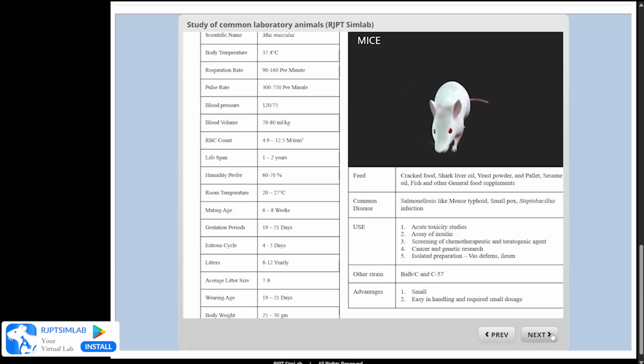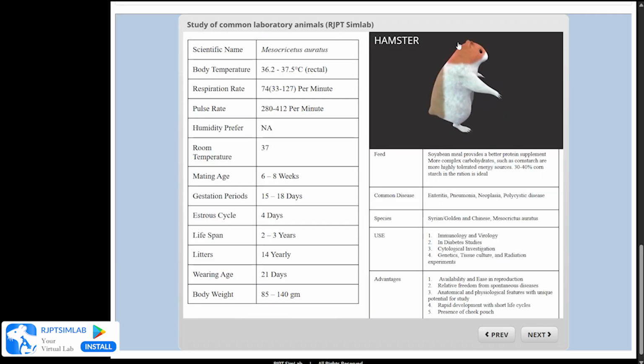Now let's move on to our next animal, which is hamster. The scientific name of hamster is Mesocricetus auratus. The body temperature of a hamster is 36.2 to 37.5 degrees Celsius rectally. The respiration rate is 33 to 127 per minute. The pulse rate is 280 to 412 per minute. The preferable humidity is not defined actually. And the room temperature that it should be kept at is 37 degrees Celsius.